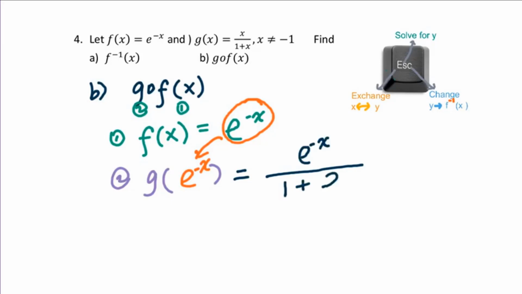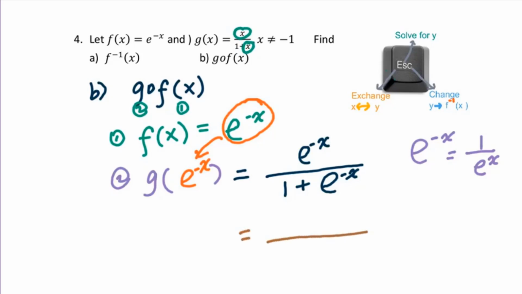1 plus e to the negative x power. Just check for every single x in the g function turning into e to the negative x power. Simplify. We know e to the negative x power equals 1 over e to the x power, because negative exponents means fraction. Therefore, we got 1 over e to the x power. 1 plus 1 over e to the x power.